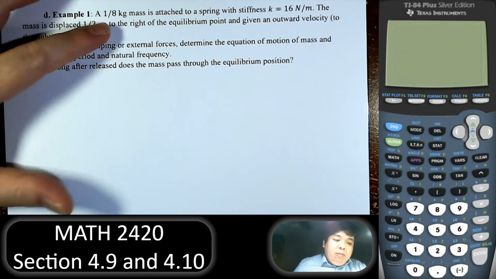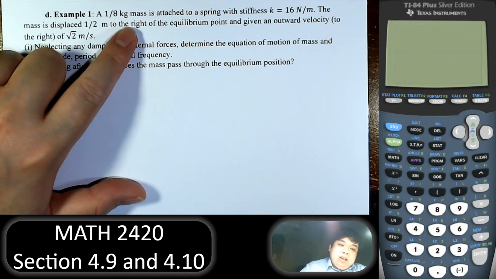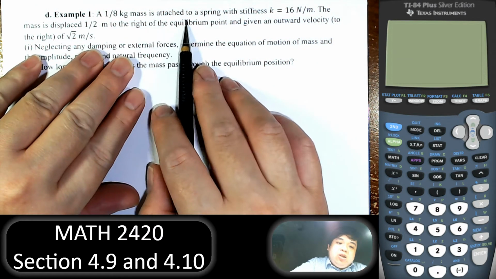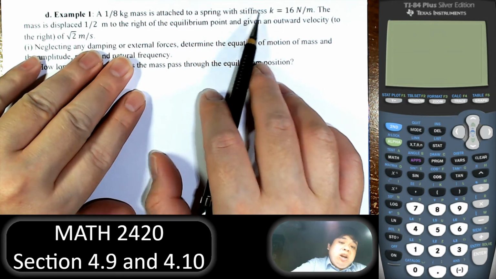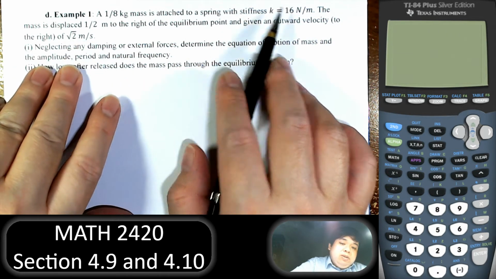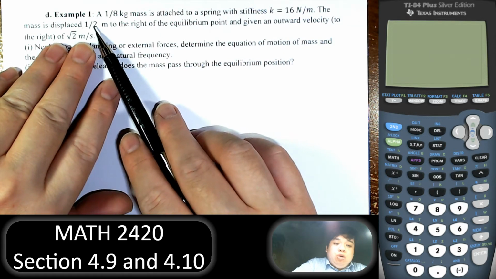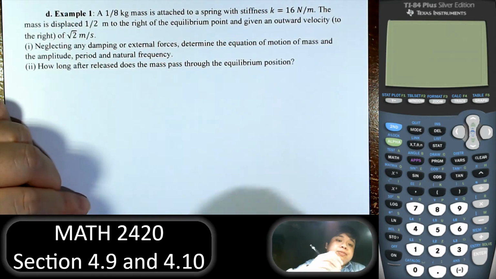A 1/8 kilogram mass, so the mass is 1/8, is attached to a spring with the stiffness, or the spring constant, of 16 Newton per meter. The mass is displaced 1.2 meter to the right, so we pull that to the right.